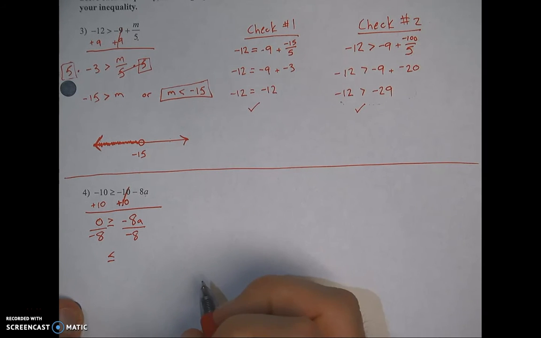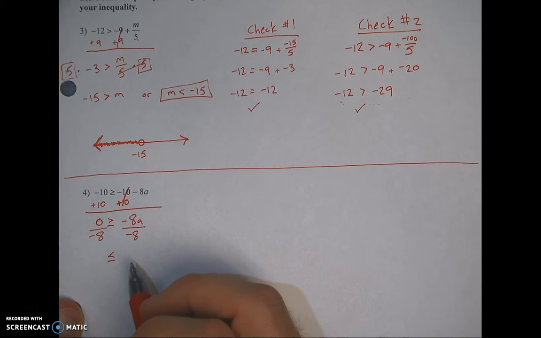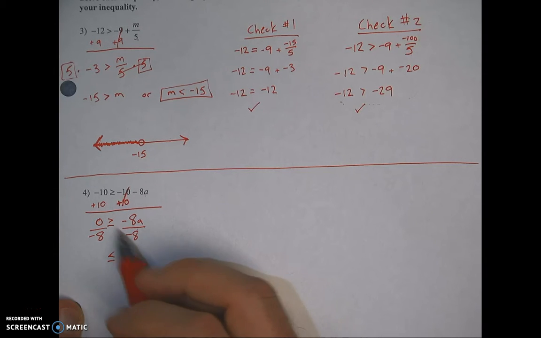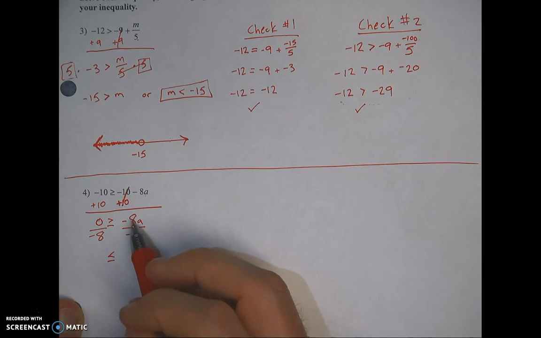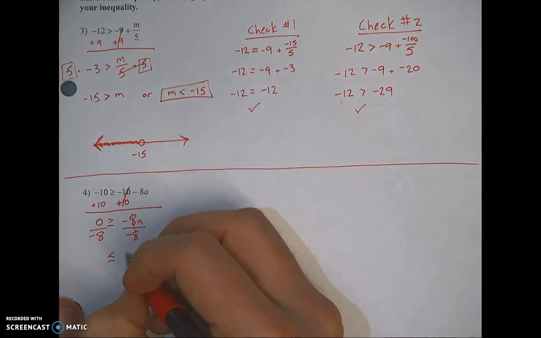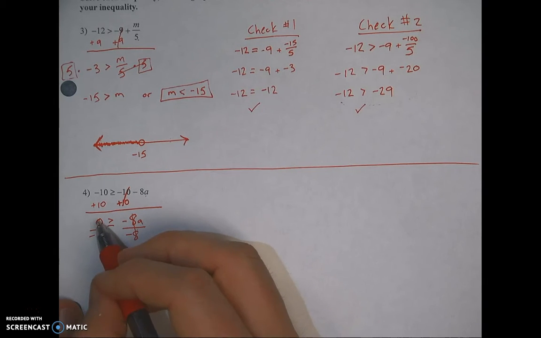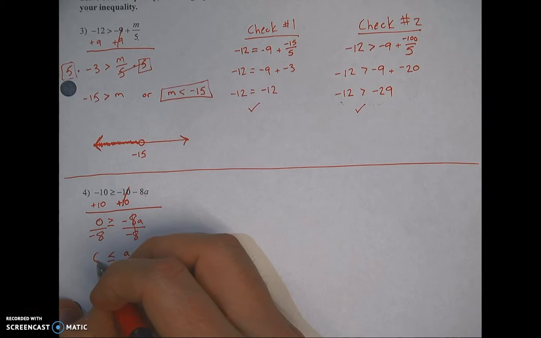I like to do that right away, before I even worry about the numbers and the math. As soon as I'm dividing by a negative on both sides or multiplying by a negative on both sides, I'm going to flip it. So these 8s are going to cancel. A is now isolated, which is good. That's what I wanted. And then over here, 0 divided by anything is 0.